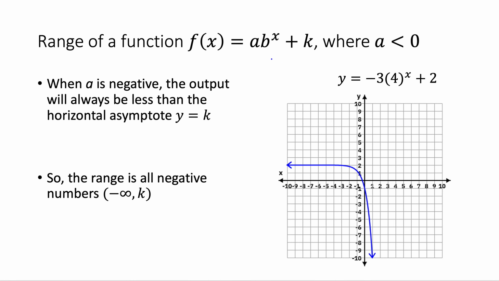So similarly, if we have y equals ab to the x plus k, where a is less than 0, it's going to be all the range values that are less than the horizontal asymptote. Okay, so that k is going to tell us we have a horizontal asymptote at y equals 2, and then notice that a is negative. So since a is negative, it's going to be all y values that are less than 2. So when we describe the range, we're going to say it's going to go from -infinity, right, because that's the lowest value, to the highest value, which is 2. Once again, remember that the 2 is not included.